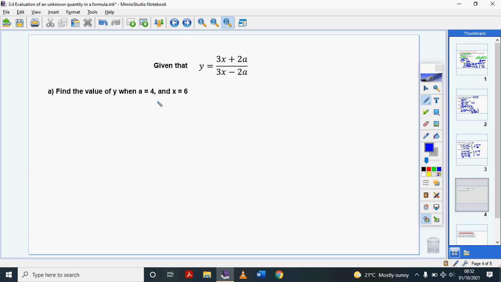Let's look at another one. I'm given this whole big equation. Don't let these equations scare you. Just substitute for what you're given, right? I need to find y, and I've been told x is 6 and a is 4. So I'll just substitute. 3 times 6 plus 2 times 4, because a is 4, all divided by 3 times 6 minus 2 times 4, right?